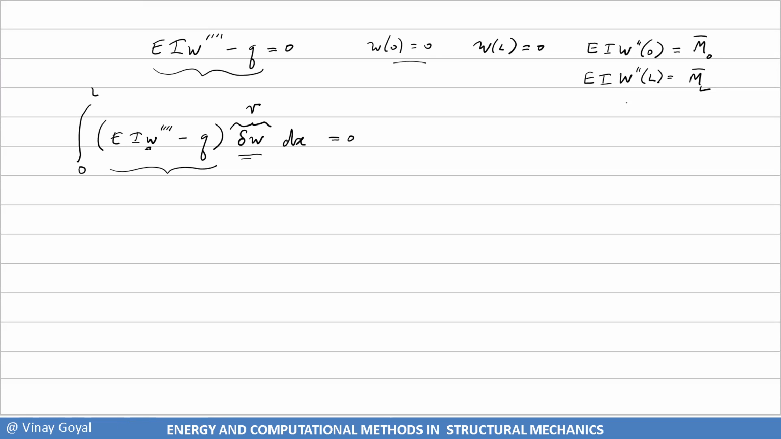And now the next step is really to integrate by parts. My goal is to shift half of the derivatives over to these virtual variations of W. That's what I would like to do. And to do that, I'm going to take the residual function R, and I'm going to shift a number of those derivatives to the other side.